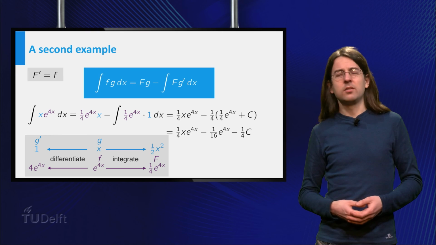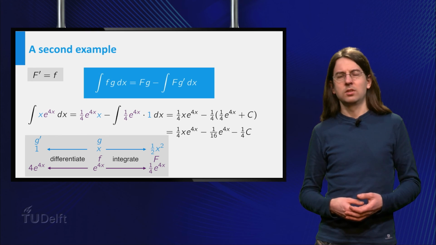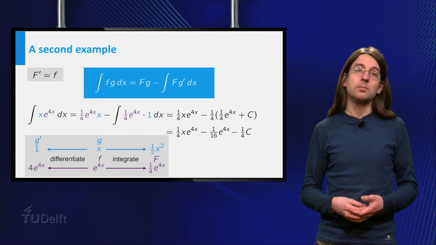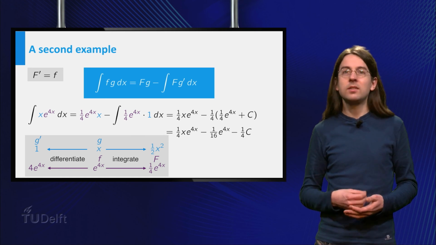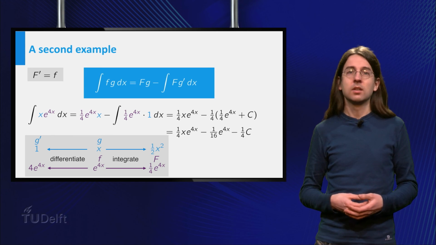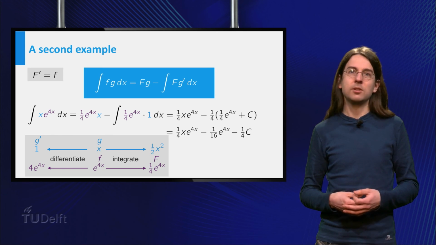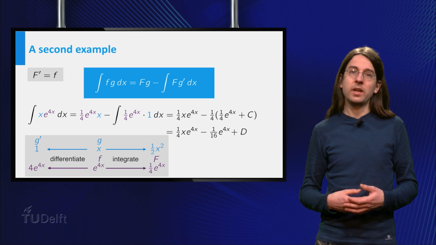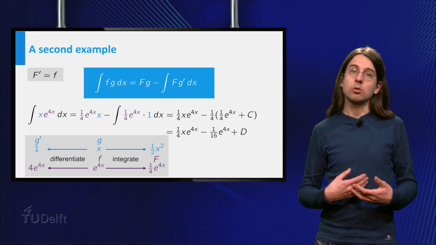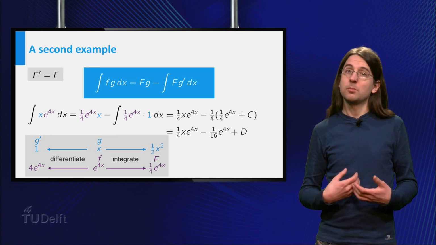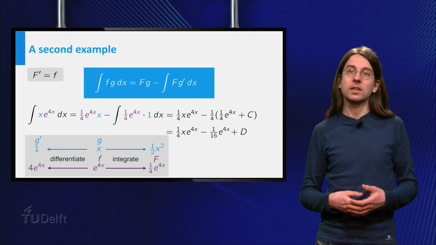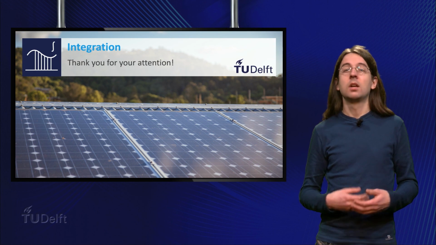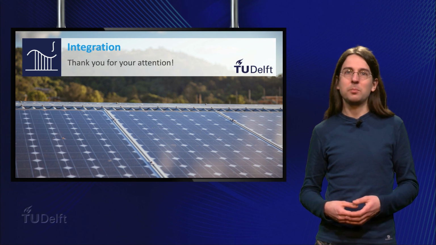It's rather inconvenient to leave the minus 1/4 c in the final result. As c is some undetermined constant, any multiple of c by a fixed amount is a different arbitrary constant. Thus, for convenience, we give it a new name, say d, to get that the integral of x times e to the power 4x equals 1/4 x e to the power 4x minus 1/16 e to the power 4x plus a constant d. Now, try integrating by parts yourself.